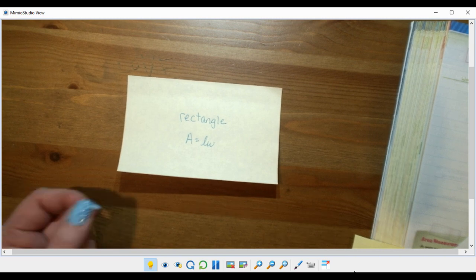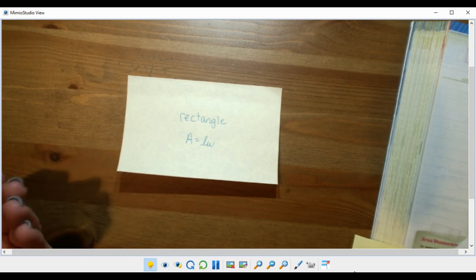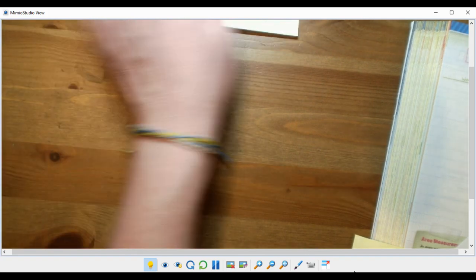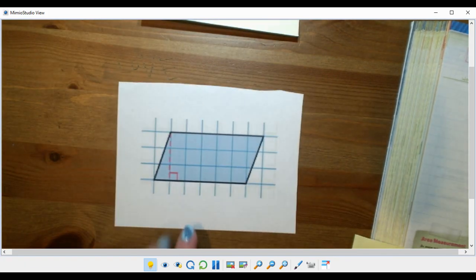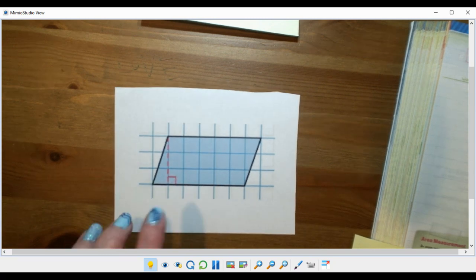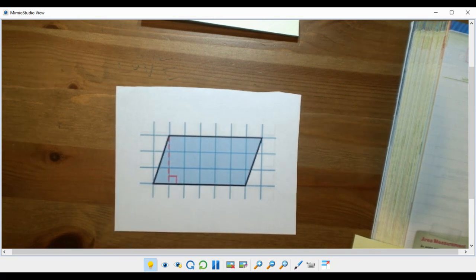Well, the formula for area of a parallelogram is very similar. It's area equals base times height. It's kind of the same thing. So let's look at why that works. So I have for you here a parallelogram. We have opposite sides are parallel. We have the other sides are parallel.